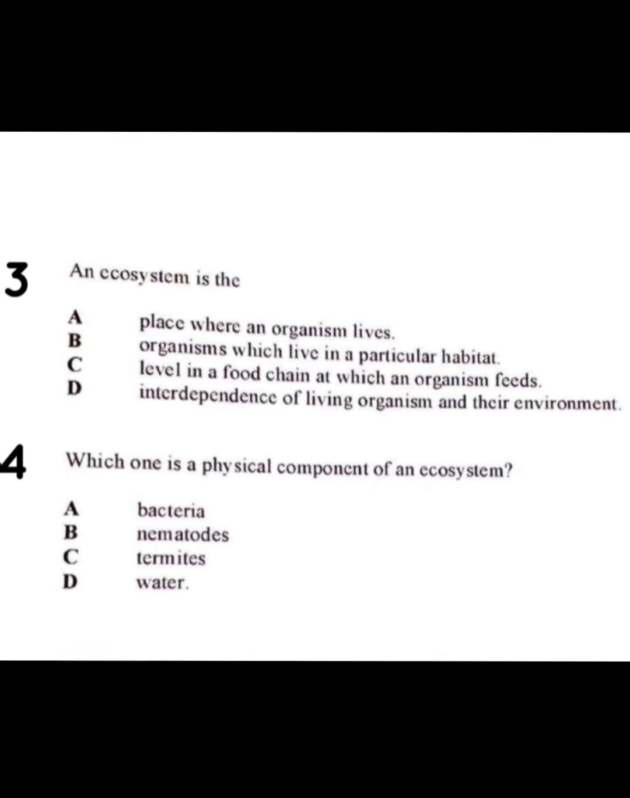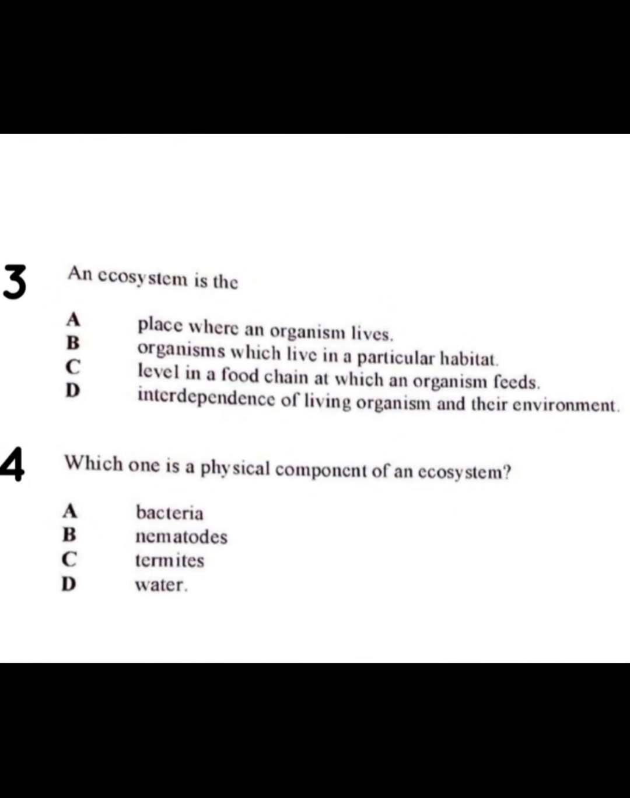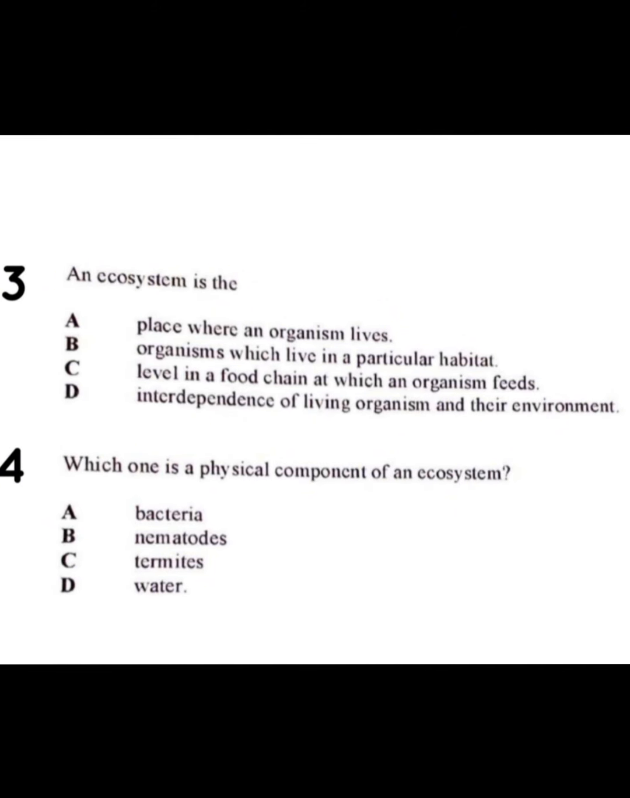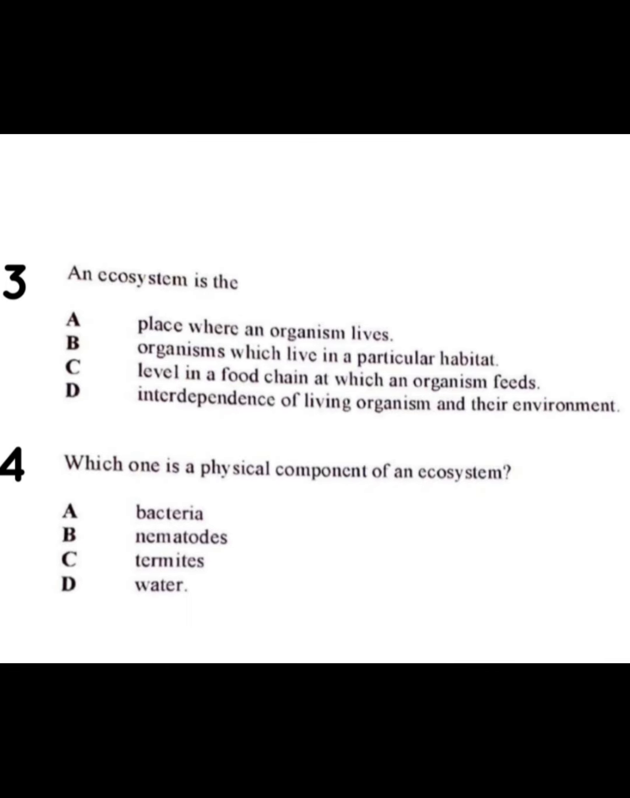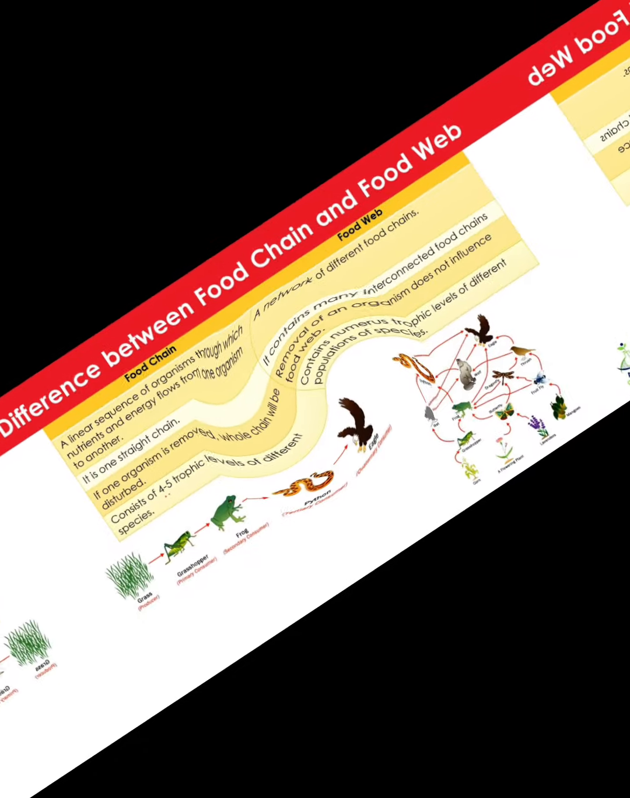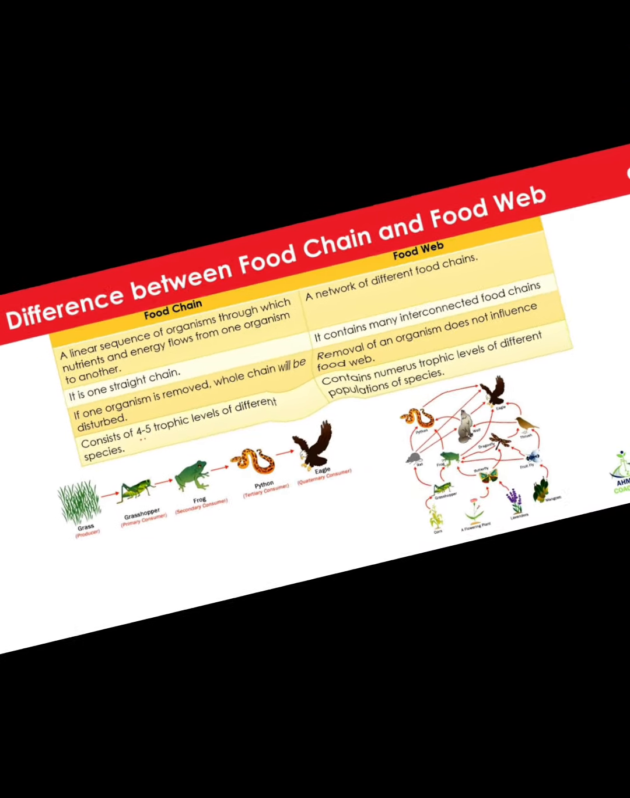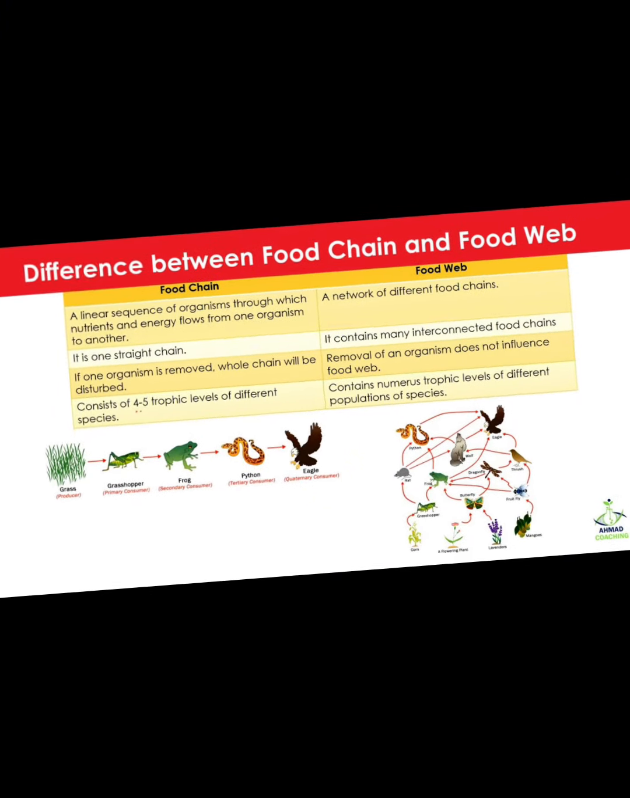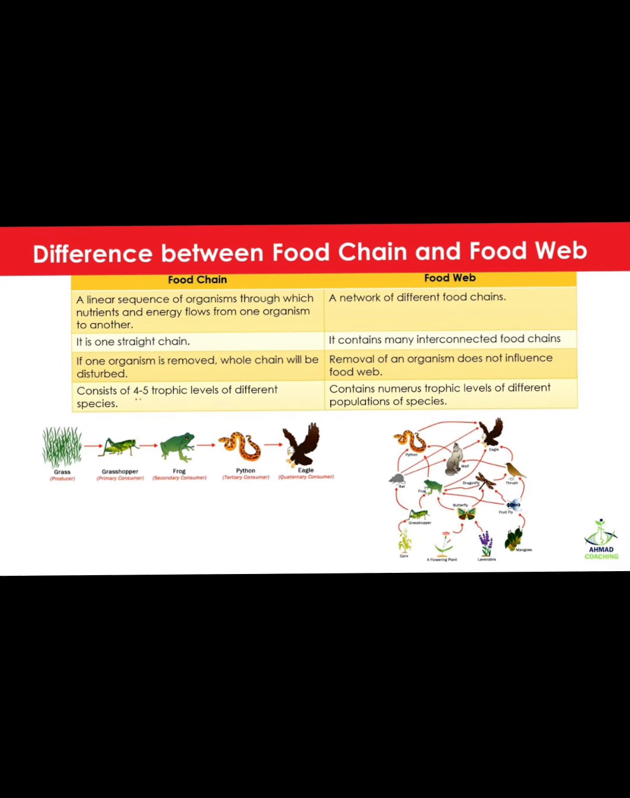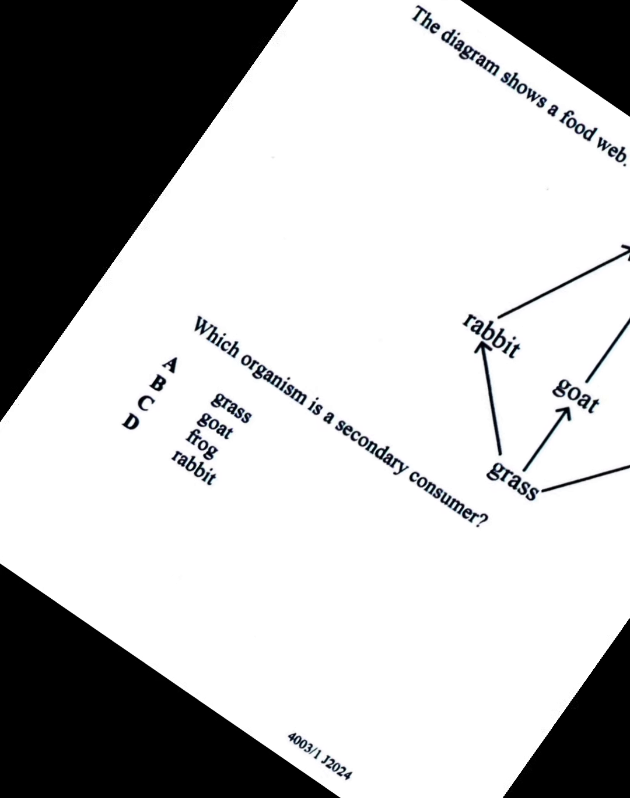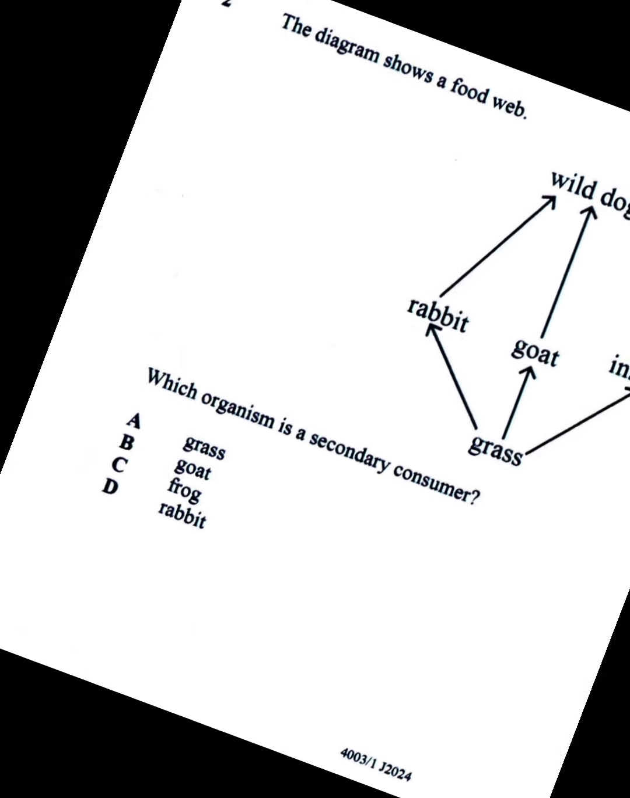So the correct answer is water. Bacteria, nematodes, and termites are biological components of an ecosystem. So you can be asked a question on food chains and food webs. For example, in June 2024, the second question was on food web. It was saying, which organism is a secondary consumer?